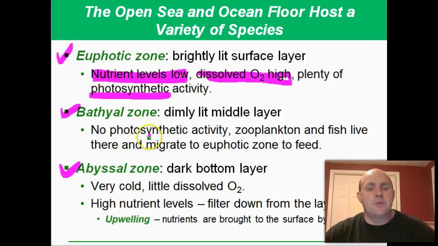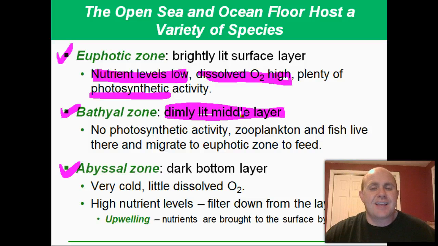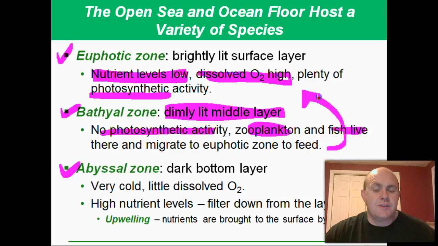You go below the euphotic level and you get a dimly lit layer so light kind of penetrates it, which means there's not very much photosynthetic activity happening. There are zooplankton present that are eating stuff, and fish live here. The fish live here, they go up to this one, they eat, and then they come back down here for protection. And so the bathyal zone is that middle one. Then you go down to the abyssal zone, and this is down deep, deep in the ocean.